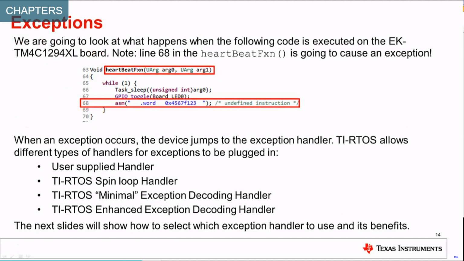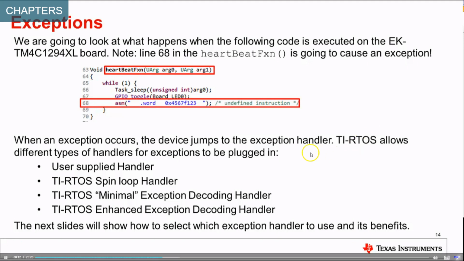Here's a piece of code that will definitely cause an exception in the heartbeat function on line 68. RTOS allows the user to use 4 different types of exception handlers. First, there's the user supplied. Next is a RTOS spin loop, or a RTOS minimal decoding handler, and finally a RTOS enhanced decoding handler. These 4 slides will cover each one of these in more detail.